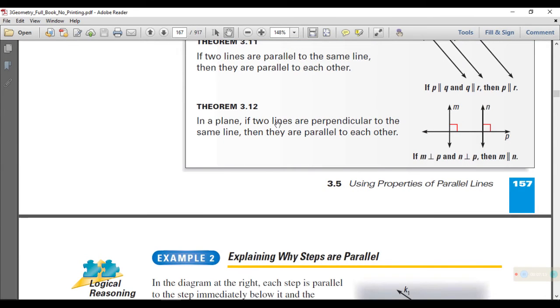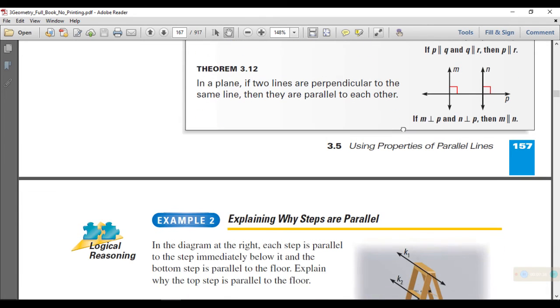So, in a plane, if 2 lines are perpendicular to the same line, then they are parallel to each other. So, perpendicular, corresponding angles natin, congruent sila, parallel daw si M at si N. Because you have 2 angles on the same side of the transversal that are non-adjacent and congruent. One is interior, the other is an exterior.